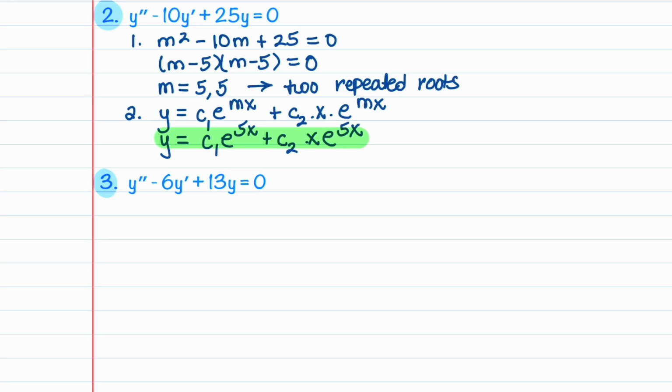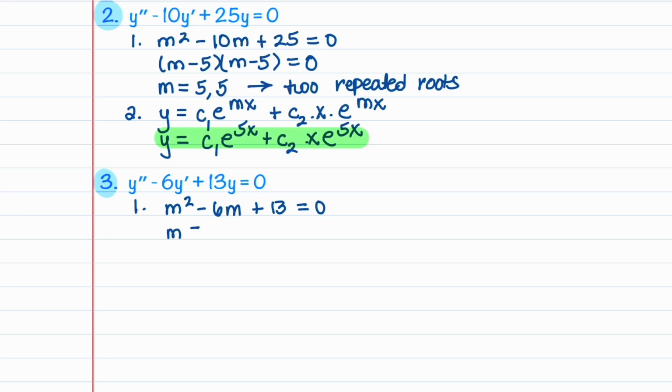We have y double prime minus 6y prime plus 13y is equal to 0. Since we have 3 forms of a solution and we have 3 examples, you can probably guess that this one is going to give us complex roots. Let's see. Our characteristic equation is m squared minus 6m plus 13 is equal to 0. Let's now factor this. We definitely need to use the quadratic formula.